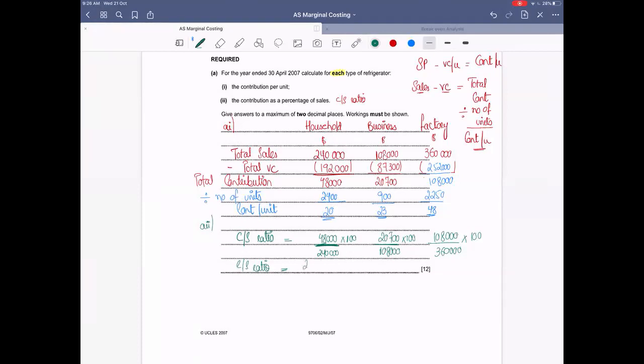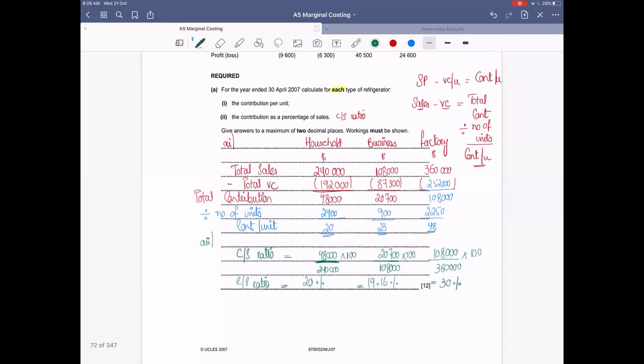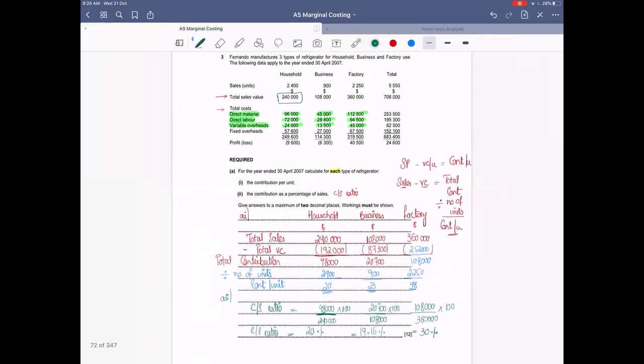For household, it's 20%. For business, it's 19.16%. And for factory, it's 30%. Guys, please take 5 minutes and copy this. And then you can start off with the next part of this question. I'm giving you guys 5 minutes.